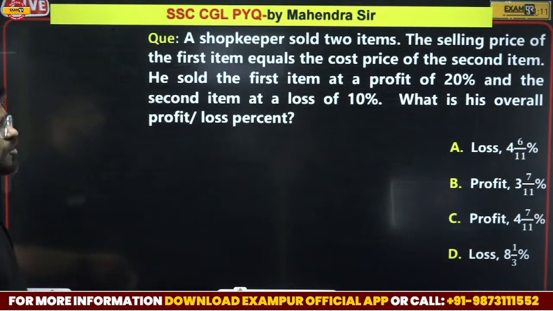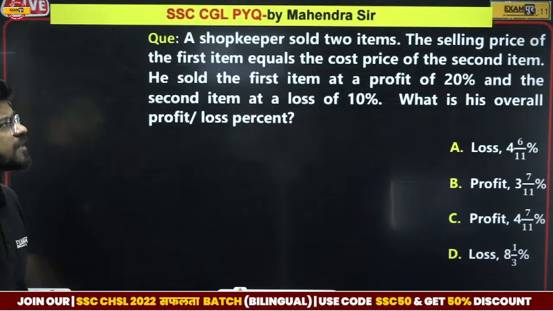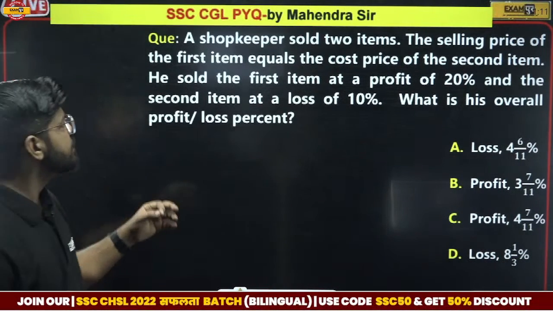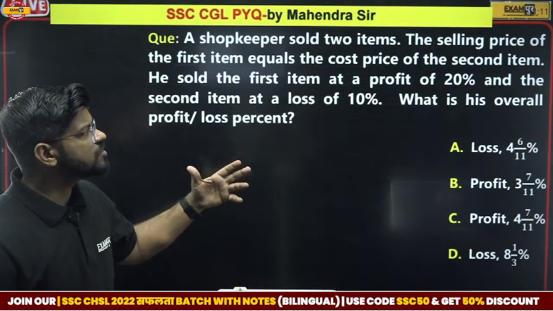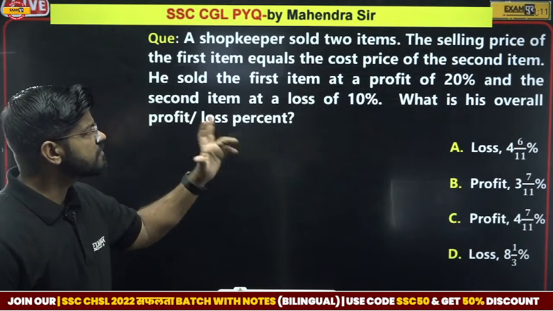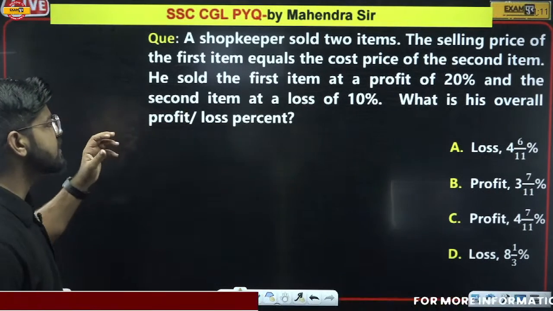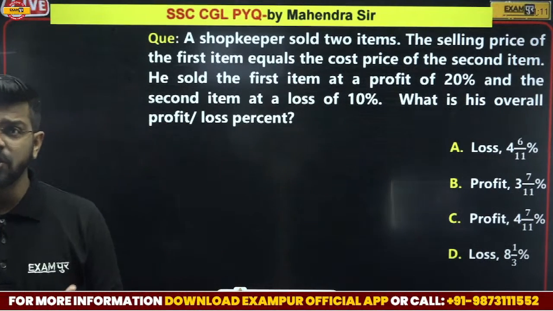A shopkeeper sold two items. The selling price of the first item equals the cost price of the second item. He sold the first item at 20% profit and the second item at 10% loss.